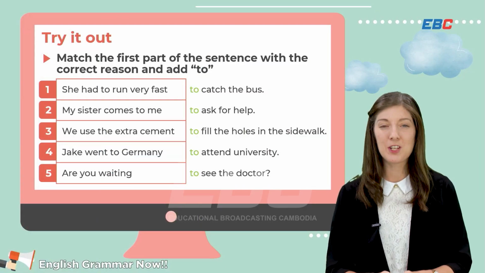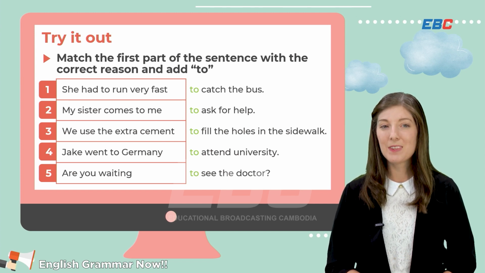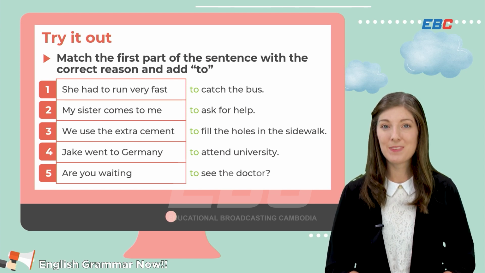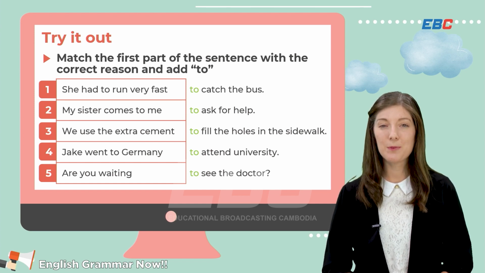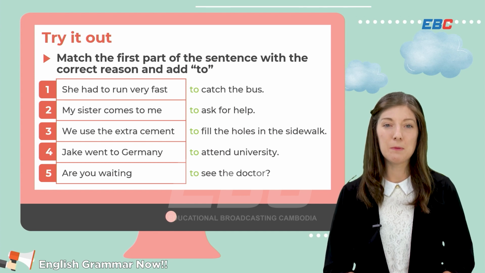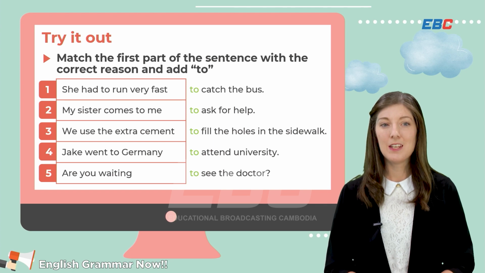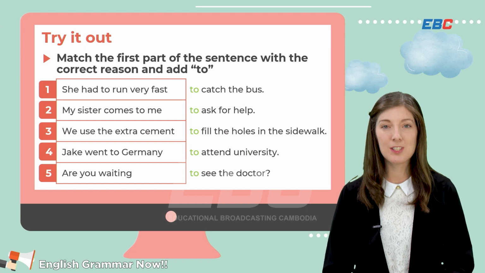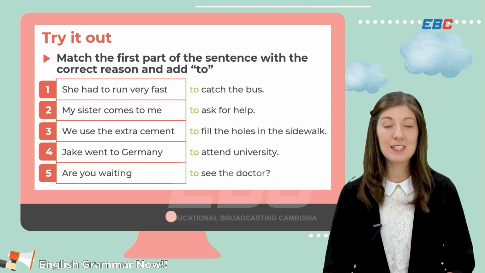Here's how we would match up these sentences using to. For number 1, she had to run very fast to catch the bus. Number 2, my sister comes to me to ask for help. Number 3, we use the extra cement to fill the holes in the sidewalk. Number 4, Jake went to Germany to attend university. And number 5, are you waiting to see the doctor?